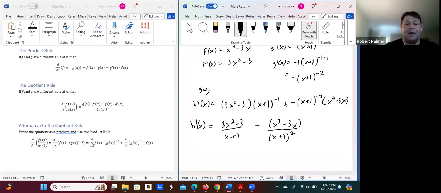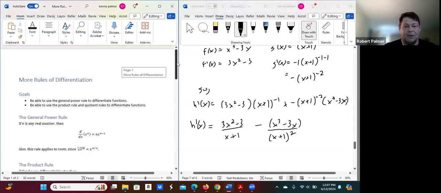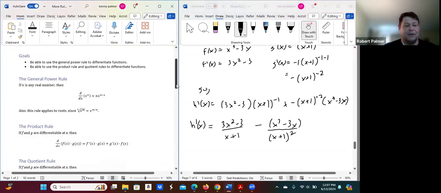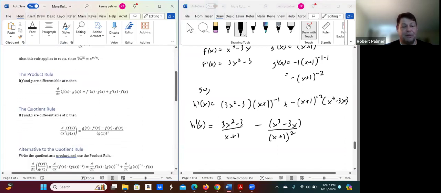Okay, let's back up and review quickly what we did today. So we learned how to use the general power rule. So once again, if your exponent is any real number, it could be an integer, a fraction, a decimal, or an irrational number like pi, you use the same rule. And this is also a good way of taking the derivative of radicals and roots.